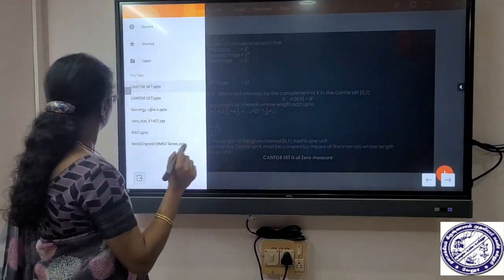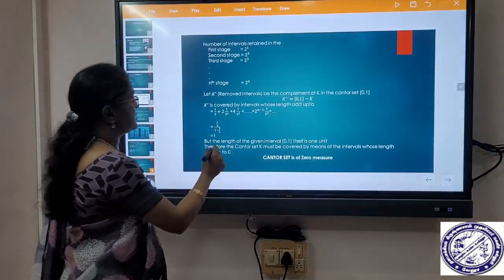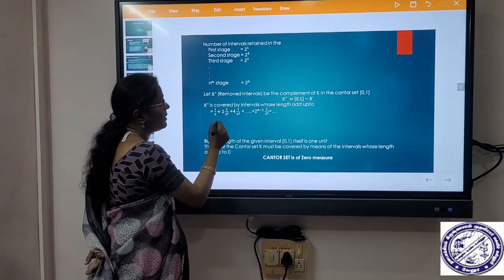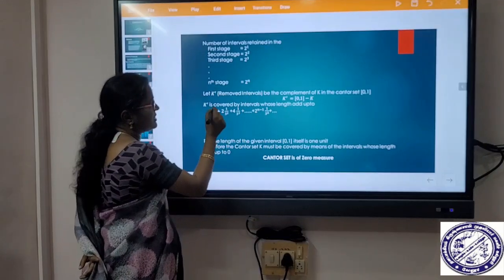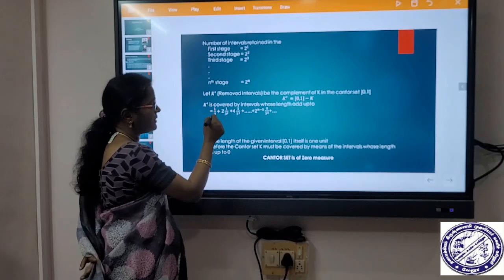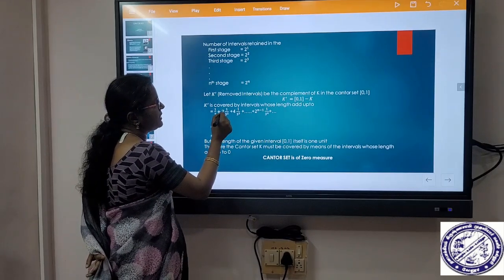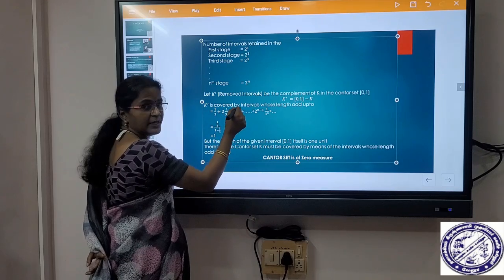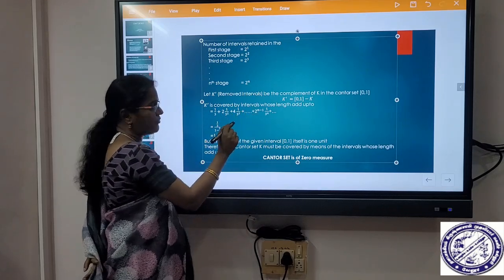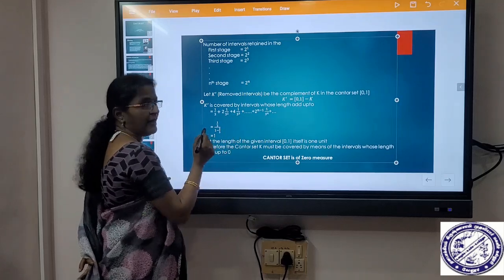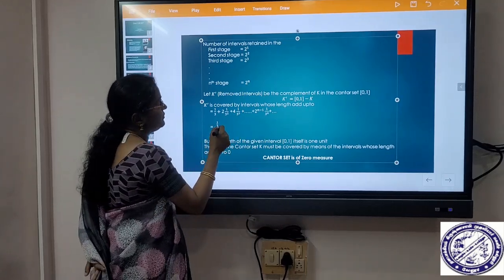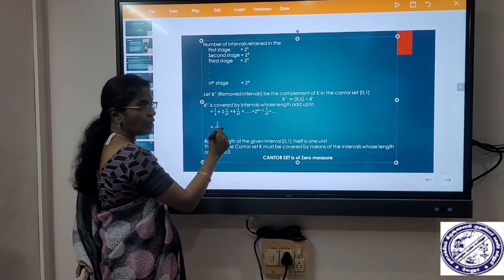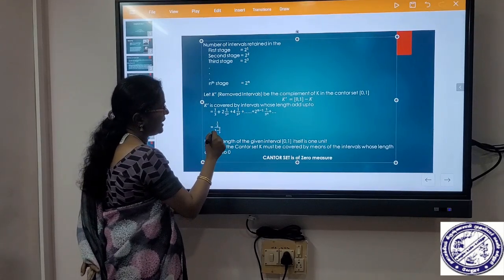This is a geometric progression, and the sum is a by 1 minus r. The first term a is 1 by 3, and we can write this as 1 by 3 into 2 by 3, and this as 1 by 3 into 2 by 3 the whole square, plus and so on. Therefore the sum of the lengths is a by 1 minus r, that is 1 by 3 divided by 1 minus 2 by 3, which gives 1.